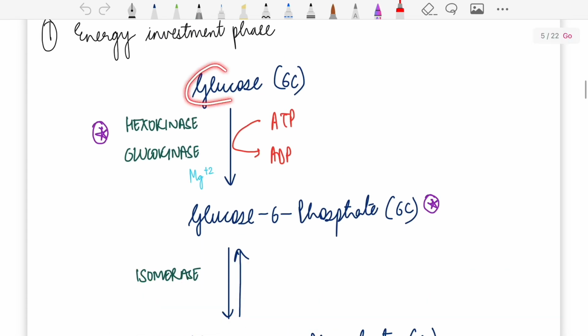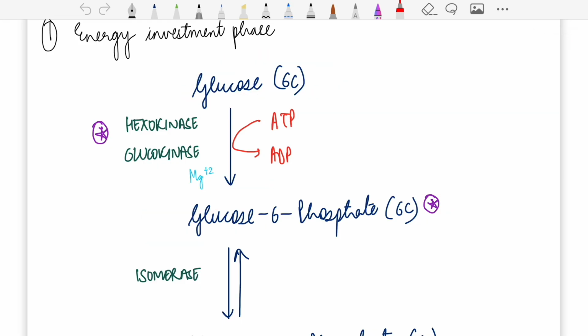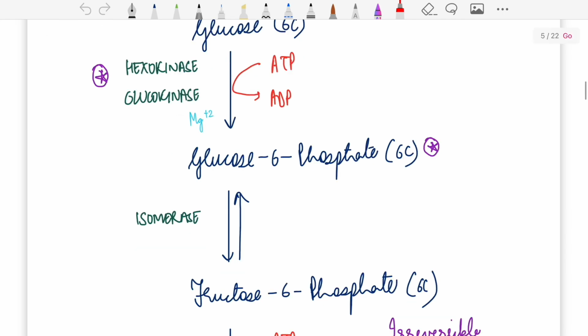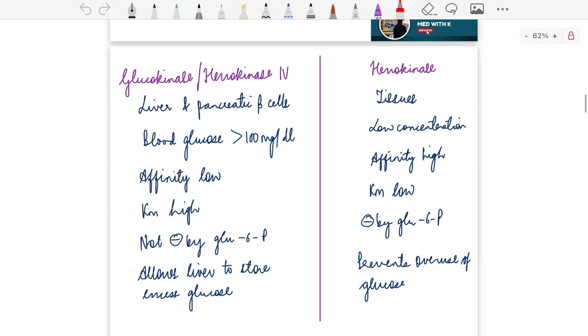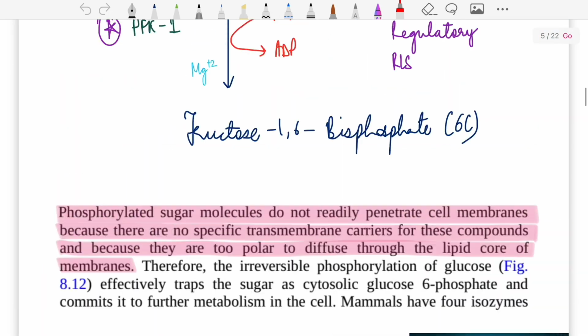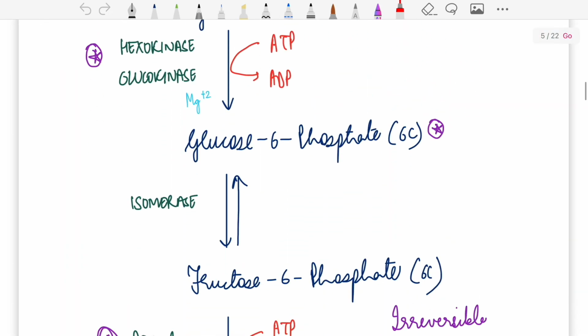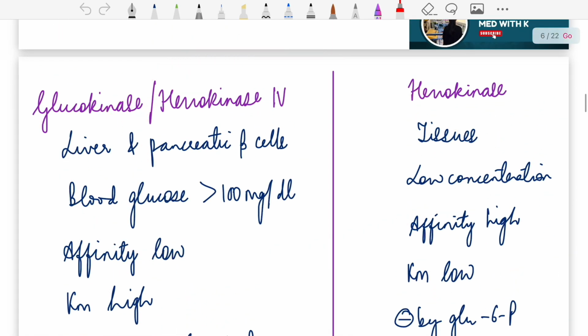Basically, we do not want the glucose to leave the cell. Therefore, we have to convert it into something that cannot cross the cell membrane. That's why this step is very important. Now, if I talk about glucokinase or hexokinase, glucokinase is also known as hexokinase 4. So this table is very important. One exam tip: whenever a long question on glycolysis comes, and you are talking about this part, make sure that you mention the difference between hexokinase and glucokinase.